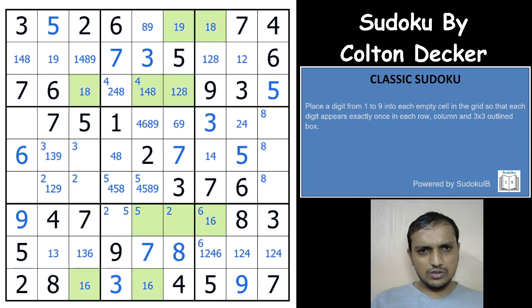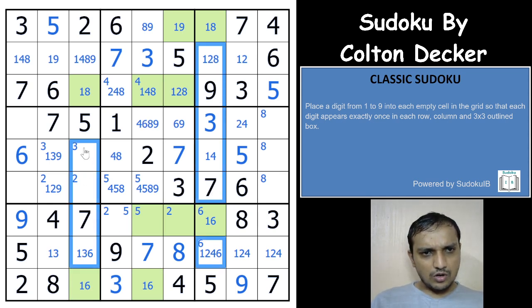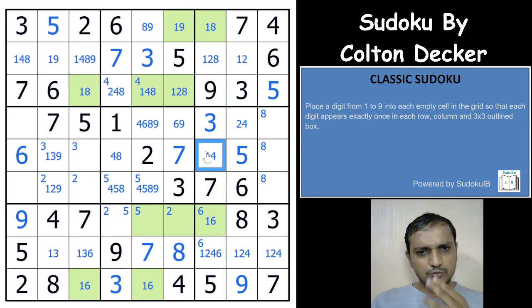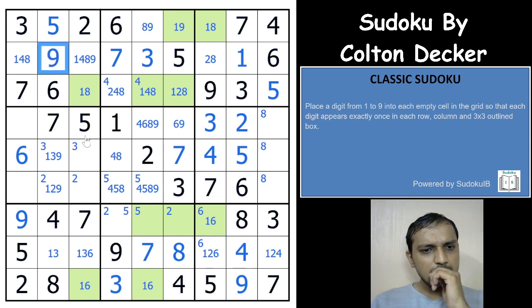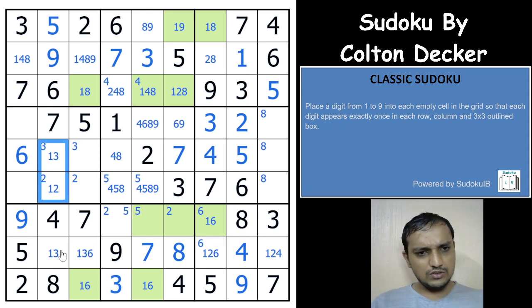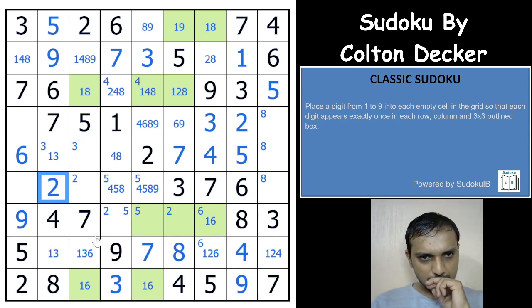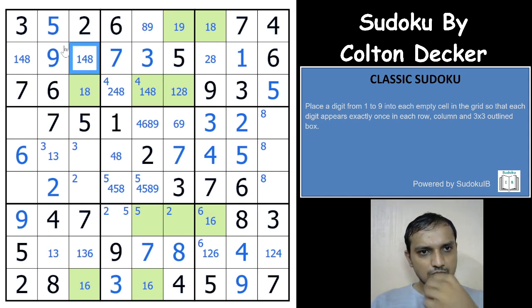Let me mark those first. One can be eliminated from all of these cells, right? Which means this cell would have to be a 4, 1, 4, that gives you a 2 here, 1, 4, that eliminates 4 from this cell, 1, this gives you a 9 here, 9 from these cells, so that gives you a 2 here. One is also eliminated from these cells. 4, 8, so that is 2.